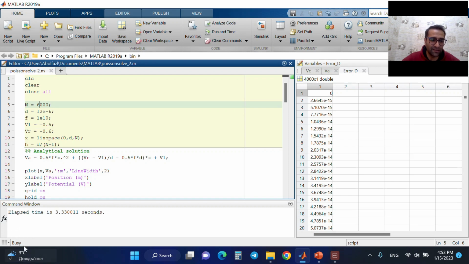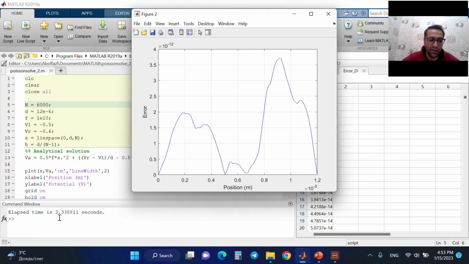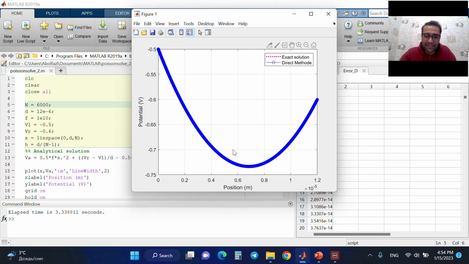It takes time. You see, the calculation takes time, and it took 3.3 seconds. You see that, by the way, it tends to some 10 to minus 12, right? And the absolute error is not greater than this error, and this is quite acceptable. The difference between the exact solution and the numerical solution is in the order of 10 to minus 12, and you easily can see here how they coincide on each other.